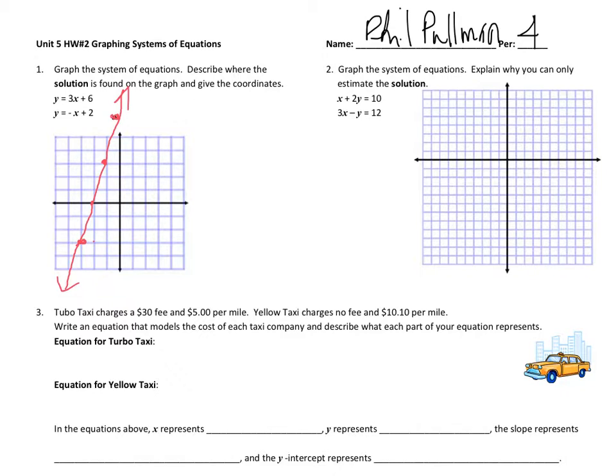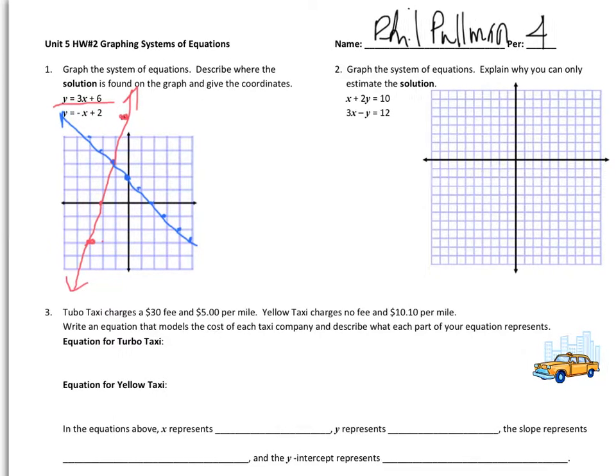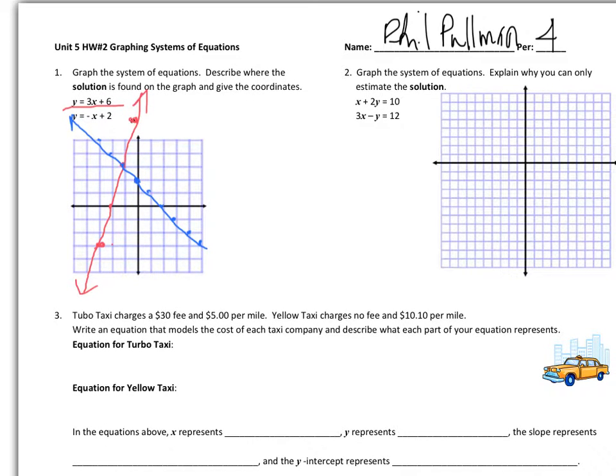That is y equals negative x plus 2. Where do these two lines intersect? Because that is our solution. Right here. If we look, we can see that where x is negative 1 and y is 3, that is our solution. Where both of these are true.